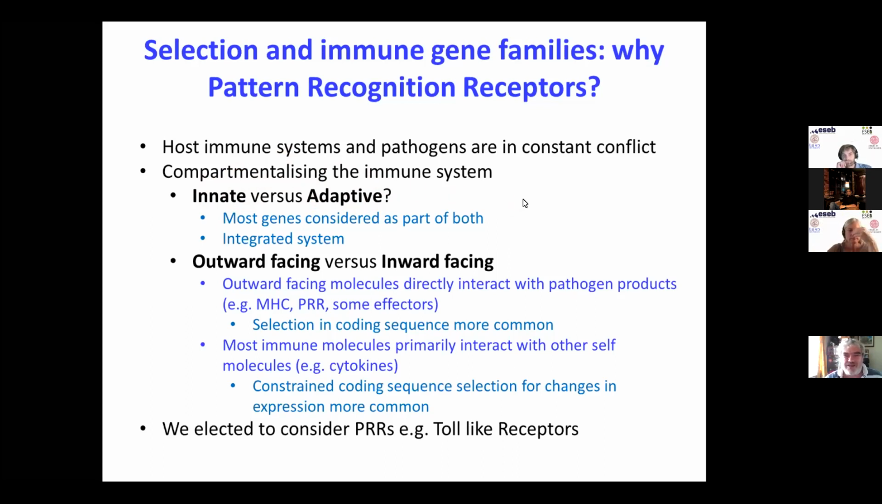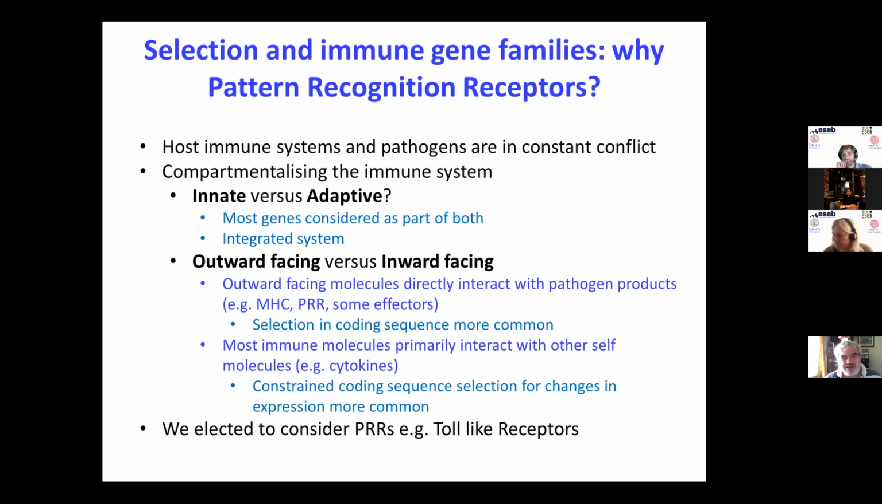Now, I have a little bit of an issue with this because most of the genes that we're talking about are often considered part of both parts of the immune system. Many of the cytokines are involved in both innate and adaptive responses, and it's a highly integrated system. You don't get adaptive responses without innate immune responses, and often the adaptive immune responses operate by virtue of activating so-called innate immune responses.